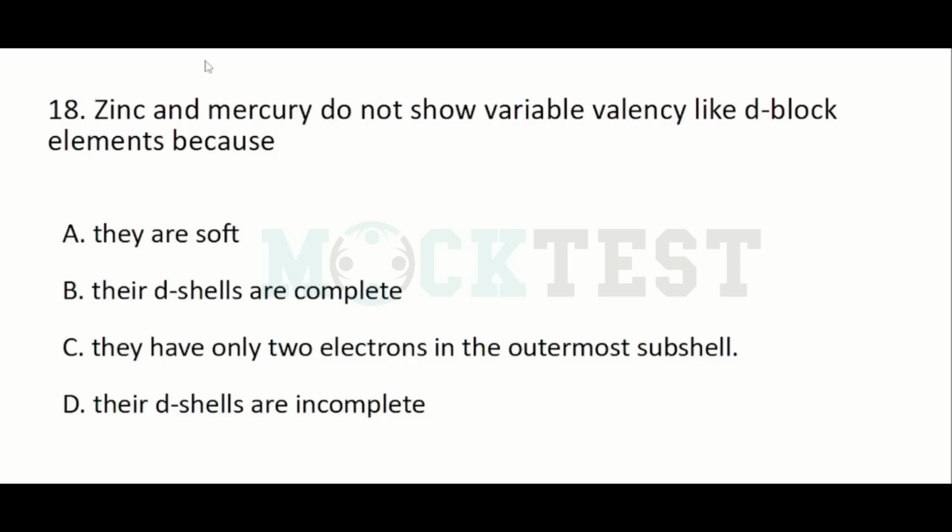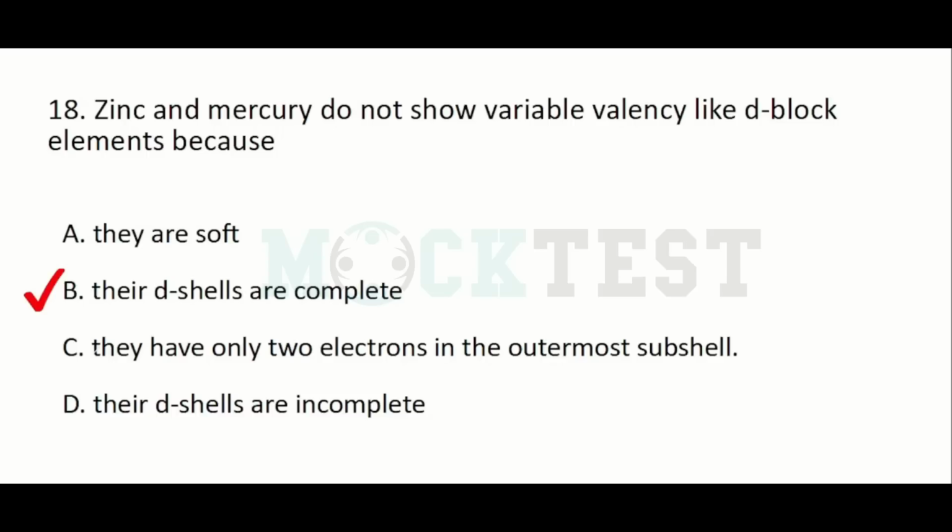Zinc and mercury do not show variable valency like d block elements because option A, they are soft, option B, their d shells are complete, option C, they have only 2 electrons in the outermost subshell, option D, their d shells are incomplete. The answer is option B, their d shells are complete.